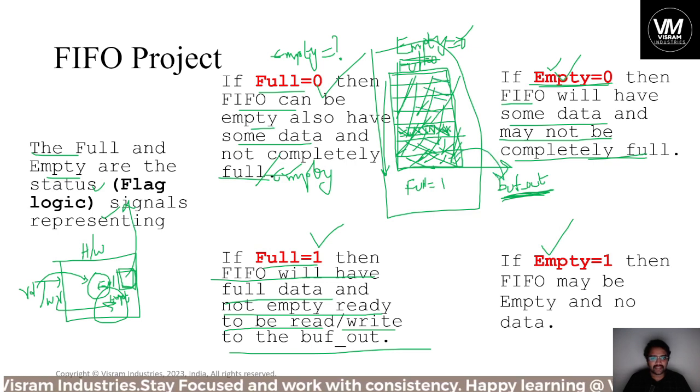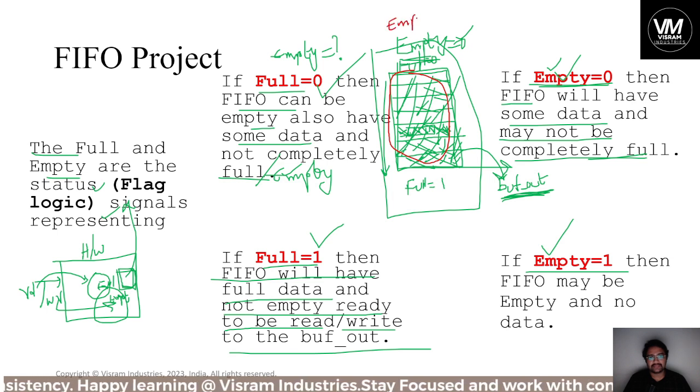From this, data is sent to the buff out. That means reading. We are not writing into the memory. Now empty is 1. Empty is 1 means everything is empty. Let me make it with a bigger 0. This is 0. Now empty is equal to 1.